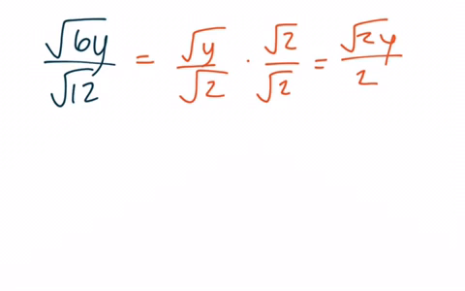Okay, let's check. Here we have no perfect square factors underneath the radical sign, so we're good there. No fractions underneath the radical sign. And then we have no radicals in the denominator. So once again, that is in simplest form.